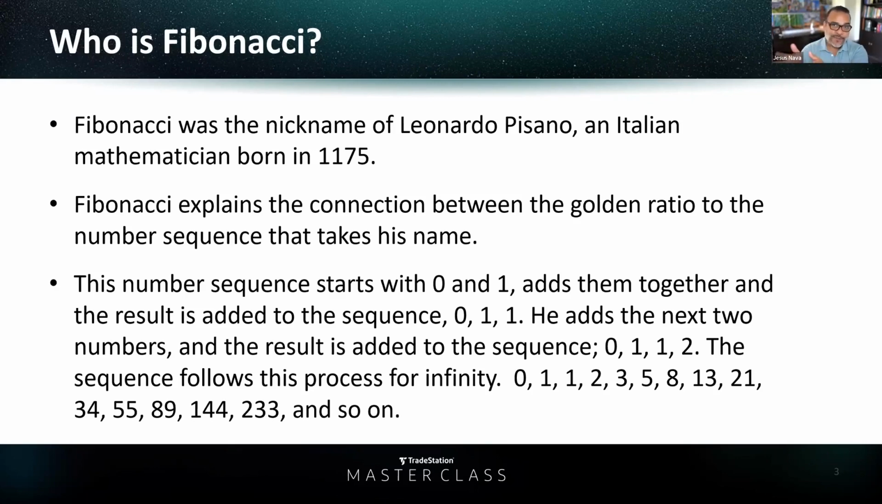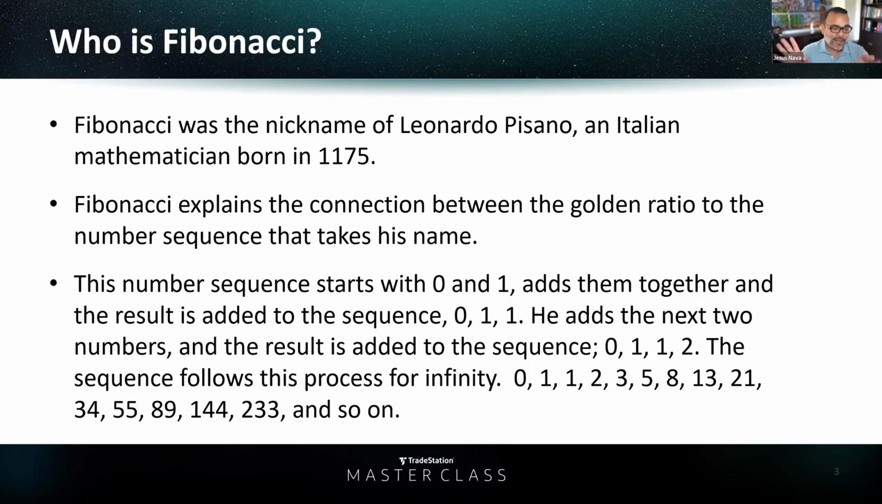Now the last two numbers in that sequence are 1 and 1. So we add those two numbers, 1 plus 1, and then the result, 2, gets added to the sequence. So now we have 0, 1, 1, 2. Then we take the last two numbers in that sequence, which are 1 and 2, add them together, and we get 3. 3 gets added to the sequence, and so on. So you get the idea of how the number sequence is created: you just take the last two numbers in the sequence, add them together, and whatever result you get, you add it to the sequence, and that goes on for infinity.